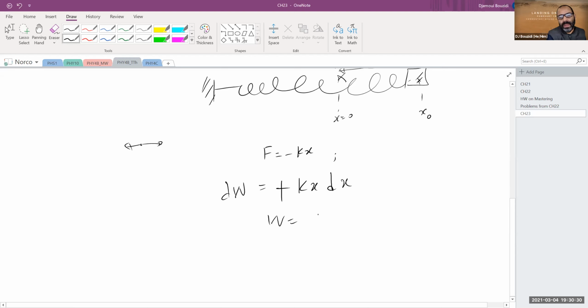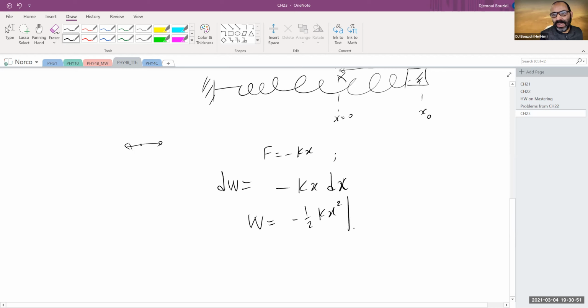Did I put the wrong sign? I think I did. I'm sorry. The sign is negative, so it's supposed to be negative. I have to go all the way back to fix that, okay, dx. So this is the amount of work in this situation. The work in this case will be negative 1/2 of kx squared, evaluated between x naught and 0.